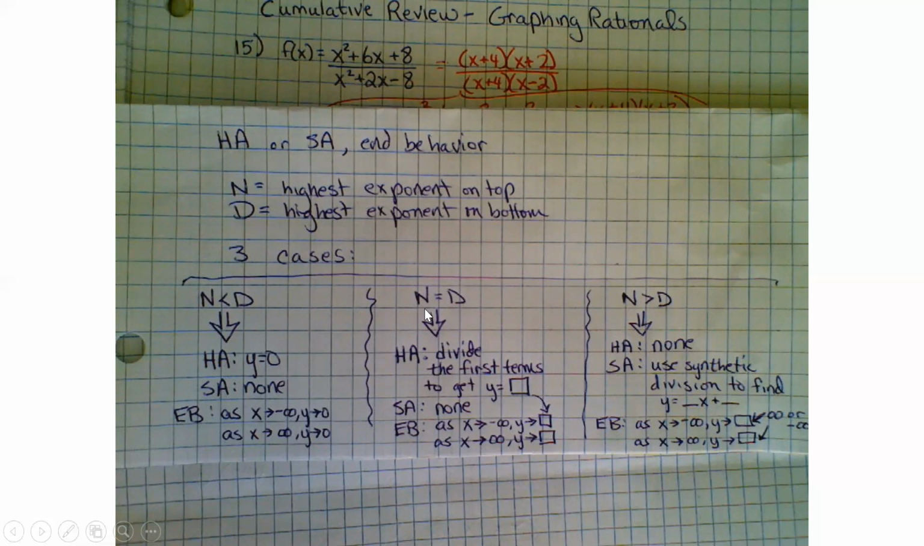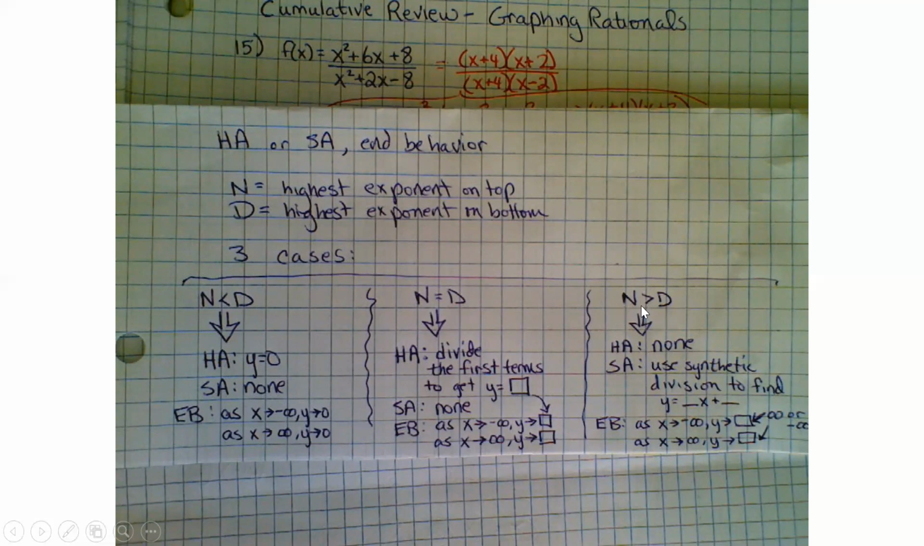Or, second case is they're the same. If those two exponents are the same, then you have to divide the first two terms. So we're going to do this in just a second. And we're going to get y equals a number for the horizontal asymptote. We'll still have none for the slant asymptote. And now for our end behavior, instead of y going to 0, it will go to whatever that number was for the horizontal asymptote.